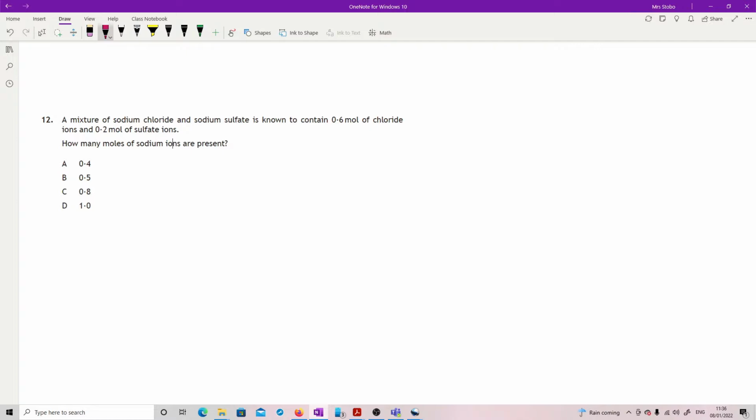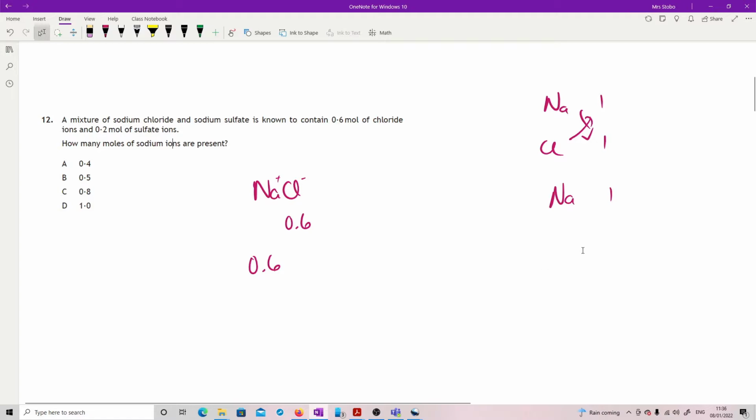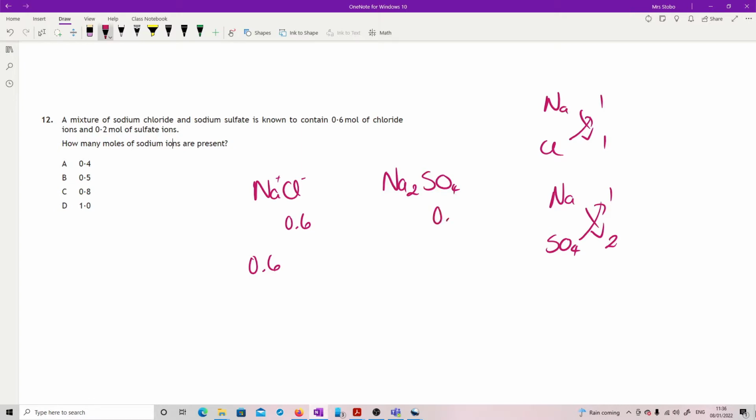Okay, so sodium chloride, just to have you valency crossover if we need to, is NaCl, okay? And we are told that you have 0.6 moles of the chloride. So for every chloride you have a sodium, so I must have 0.6 moles of sodium, right? We then have sodium sulfate. So Na, again with the 1, and sulfate SO4, that's a 2 minus. So here's my formula, Na2SO4, it tells me that I have 0.2 moles of the sulfate.